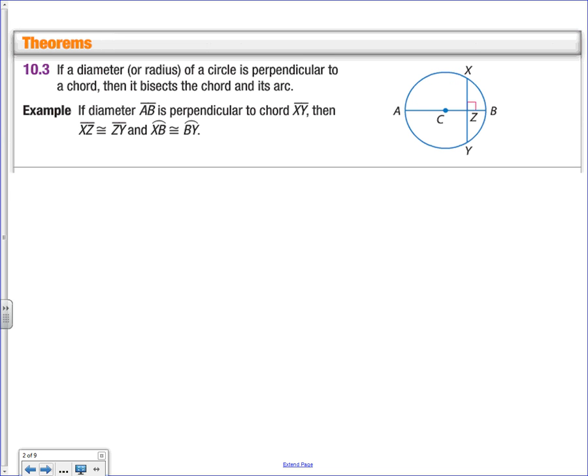If a diameter or radius of a circle is perpendicular to a chord, then it bisects that chord and its arc. So here we have a diameter. We know that AB is a diameter because it goes through the center and goes to each side of the circle. So that means that it must be bisecting, meaning XZ and ZY are congruent, and also the arc XB and the arc BY are congruent. That would also, again, be true if it was just a radius. It doesn't have to be the whole diameter for that to work.